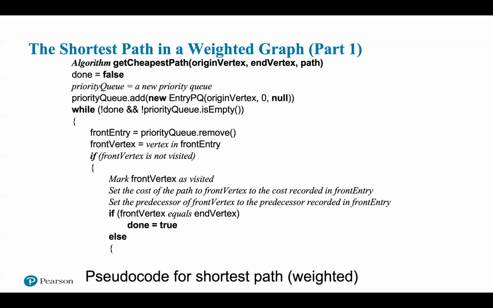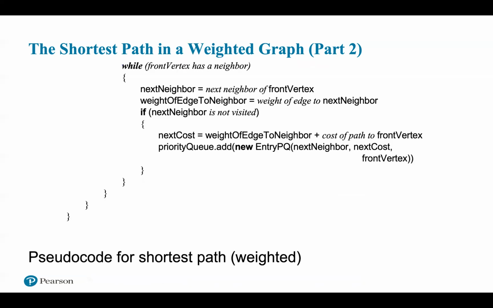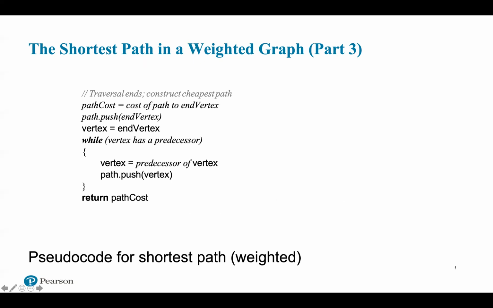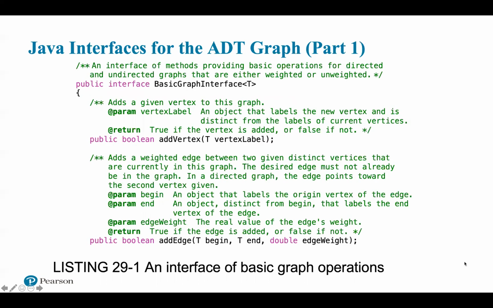This algorithm is based on Dijkstra's algorithm, which finds the shortest path from an origin to all other vertices. So this is just a continuation of what we just spoke about. You can see that, and here is part three, so just more of the same details.